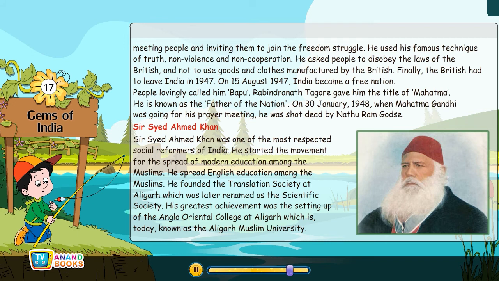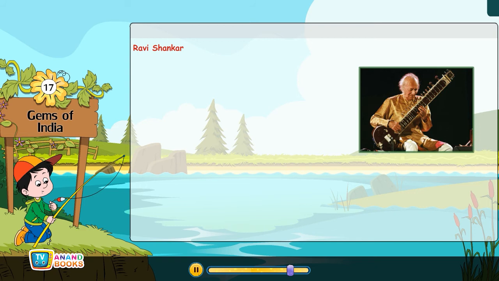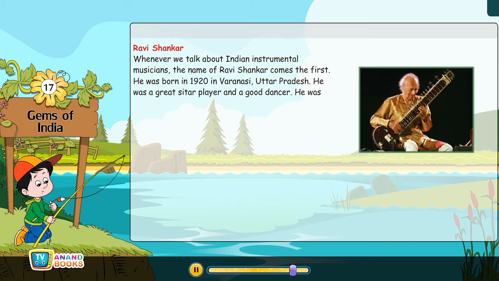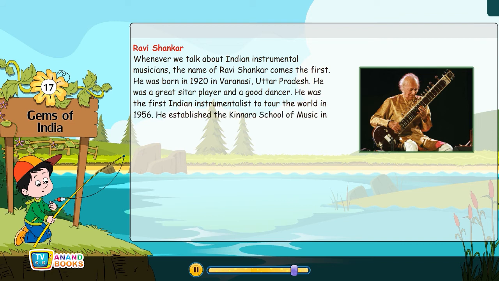Ravi Shankar. Whenever we talk about Indian instrumental musicians, the name of Ravi Shankar comes first. He was born in 1920 in Varanasi, Uttar Pradesh. He was a great sitar player and a good dancer. He was the first Indian instrumentalist to tour the world in 1956.